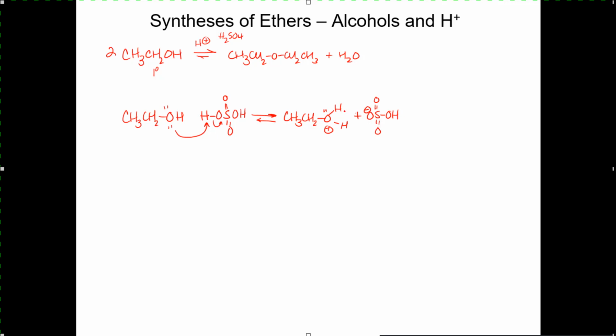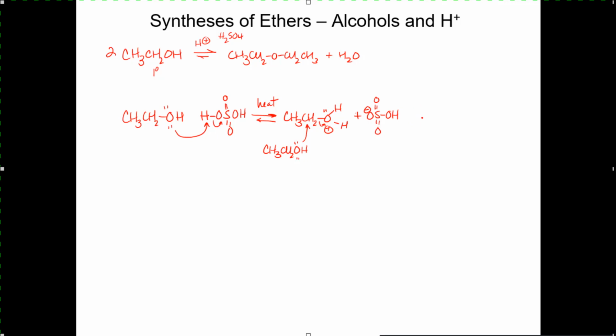Now, this water cannot leave because it would form a primary carbocation that is only allowed to be written in mass spectrometry in the lab course. So what's the nucleophile? Well, the nucleophile in this reaction is going to be another ethanol molecule that'll come in, attack that carbon, and then kick off the water. So that means this is going to require some heat.